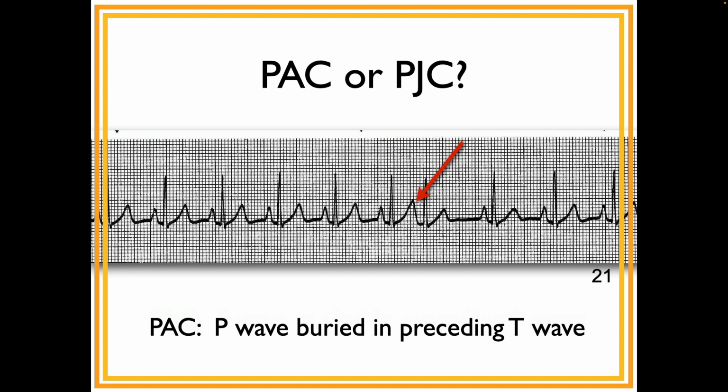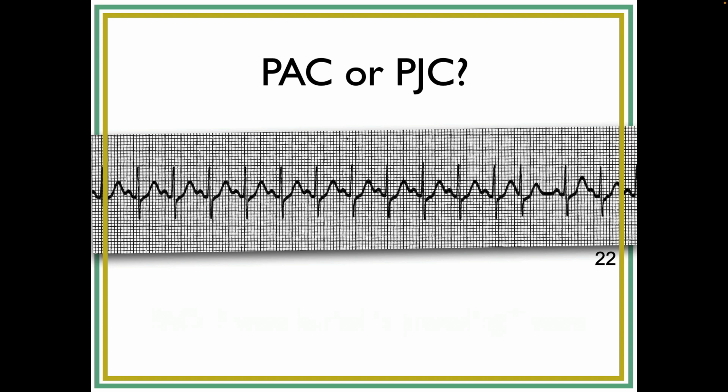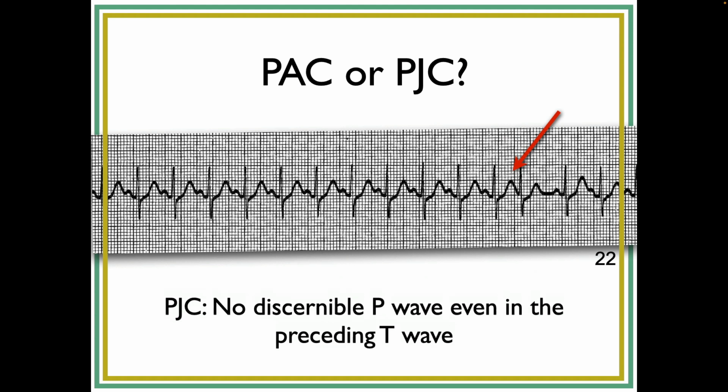Okay, what about this one? Here it is. Here's your premature beat. Which one do you think that one is? I'm gonna say PJC because the T wave was after the preceding one. Correct. So there's no obvious P wave. And the T wave, exactly like you say, looks exactly like the other T waves. And so we're assuming there is no P wave buried in that T.